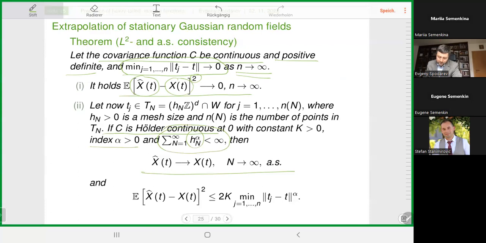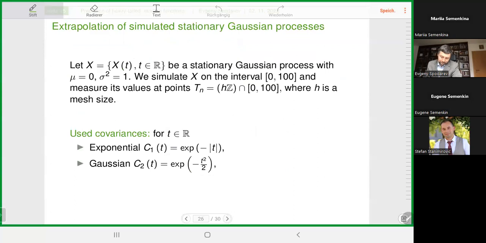But this is good news. So we have very nice consistency results, which are desirable. And now, at the end of my talk, let me just give you the corresponding simulations.